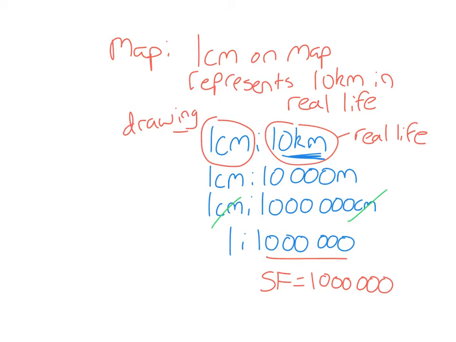So that's how maps use scales. The scale factor is telling you how much larger things in real life are than on the map. We can write the scales as a ratio, but they need to be in the same units, both in centimeters, both in kilometers, or whatever.